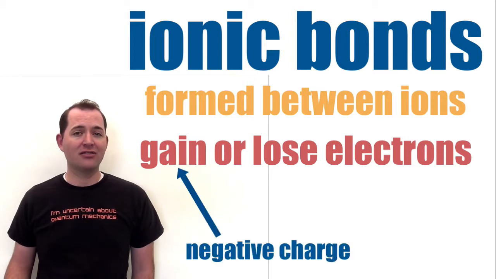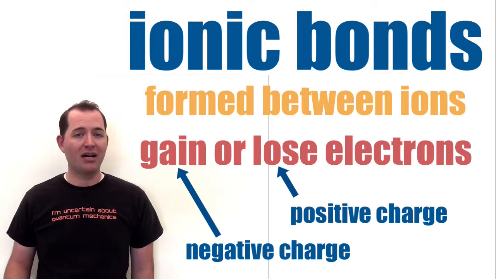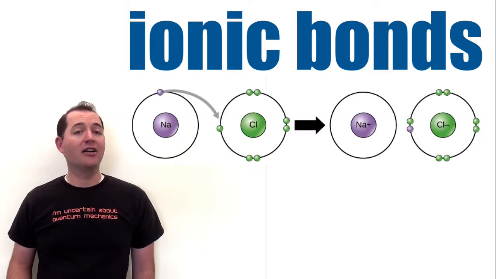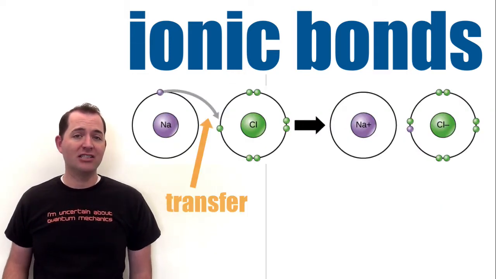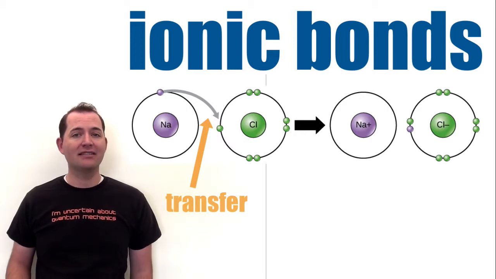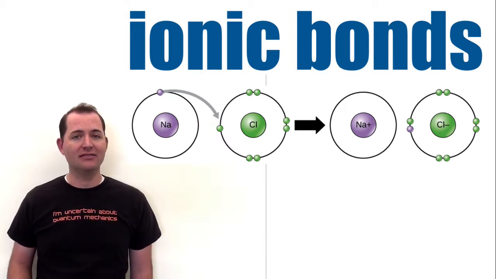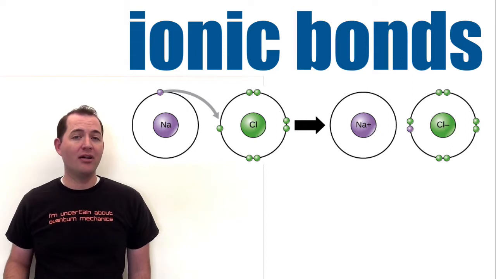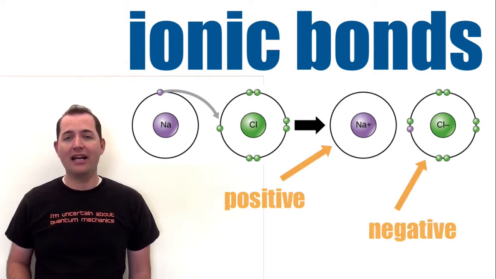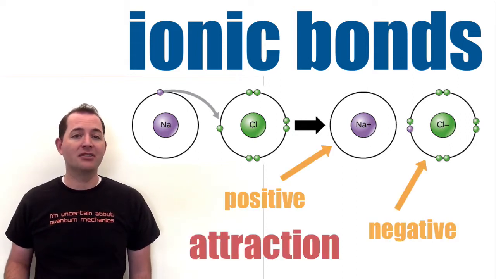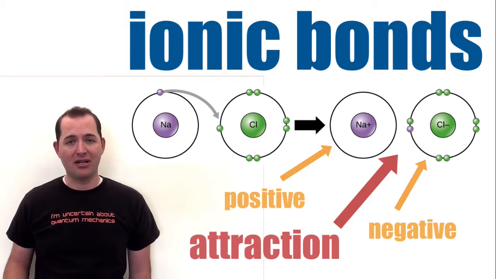Those that gain electrons will have a negative charge, and those that lose electrons will have a positive charge. In ionic bonds, the transfer of electrons between atoms is what creates the different charges of the ions. There will always be one positively charged and one negatively charged. These opposite charges then attract each other and constitute the ionic bond.